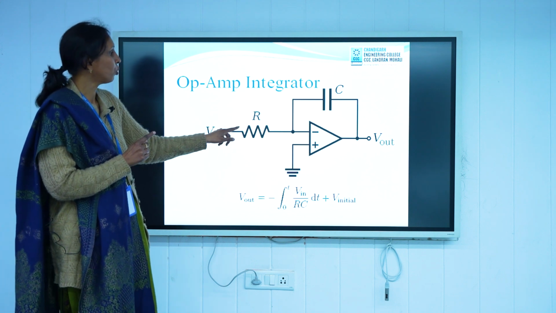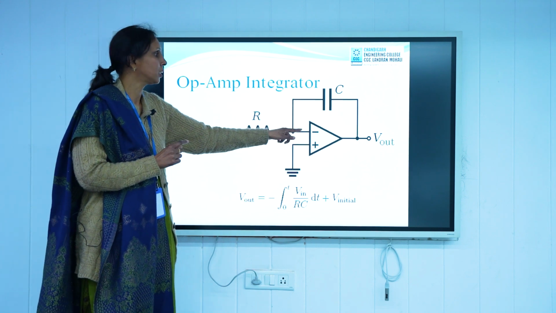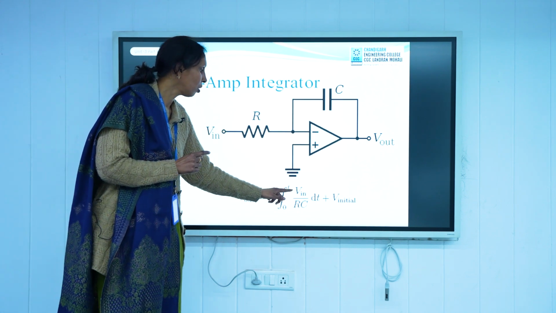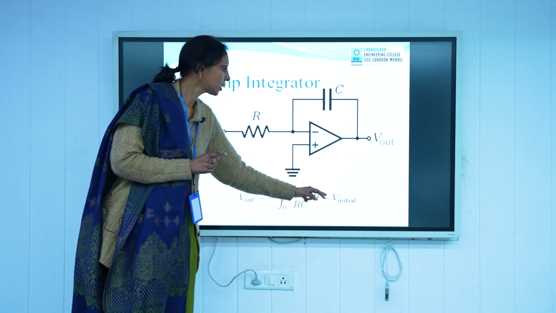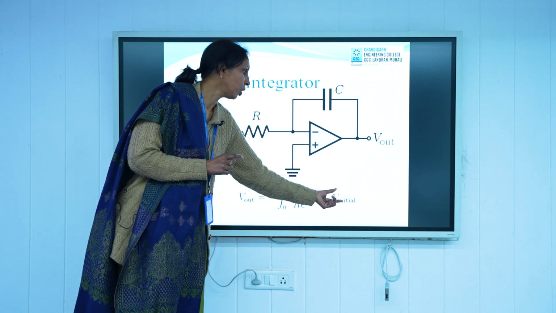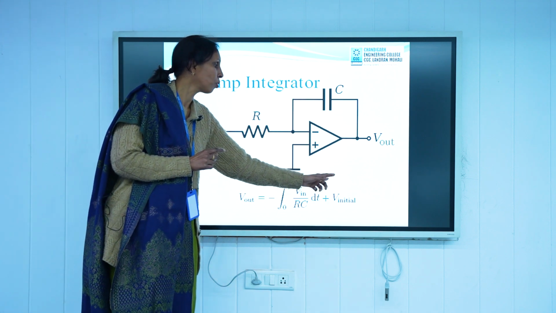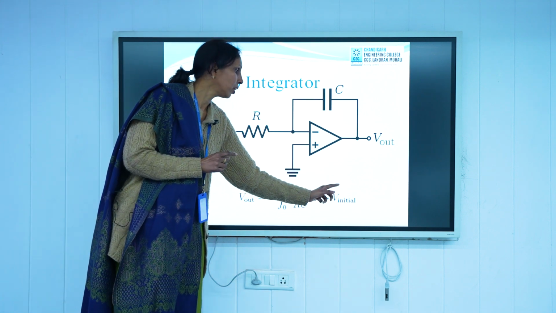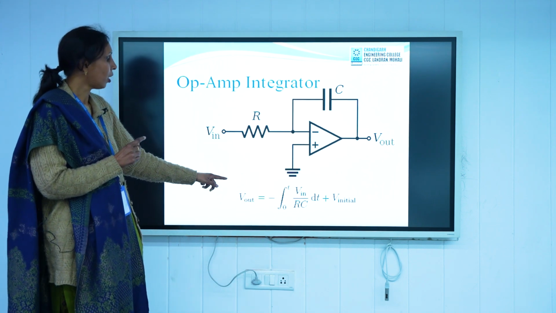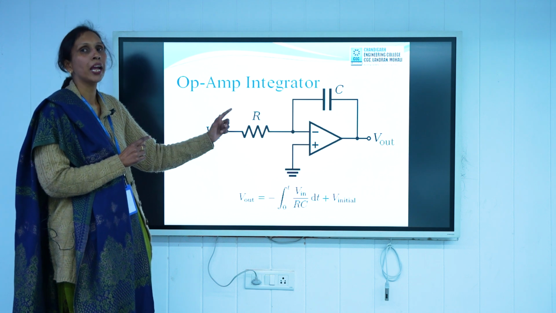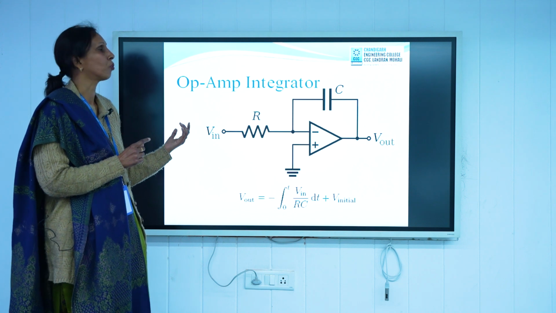Again we provide the input to the inverting terminal. Accordingly the output is minus, which again represents the inverted value, integration of Vin dt upon RC, where RC again represents the time constant, plus a constant of integration, because whenever we integrate the input there must be some constant of integration. So V initial represents the constant of integration. When we provide a sine wave, we know that the integration of a sine wave will be minus cosine wave, so the output is the integrated value of the input.